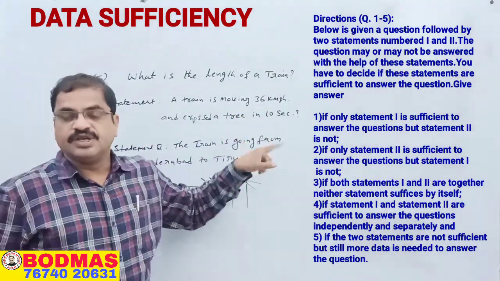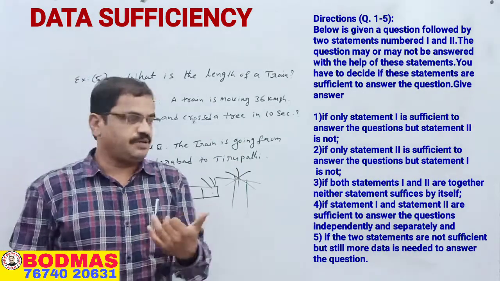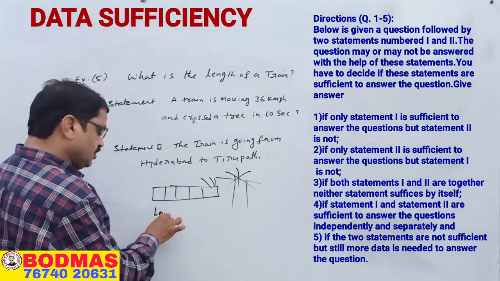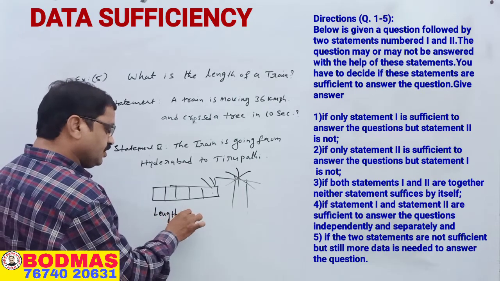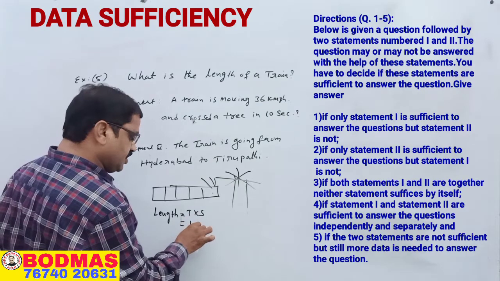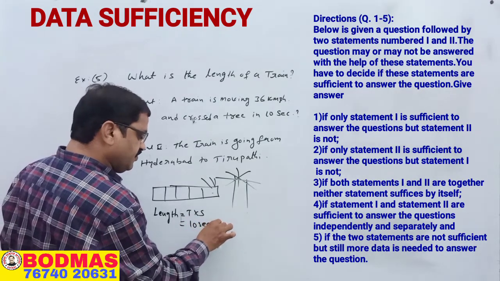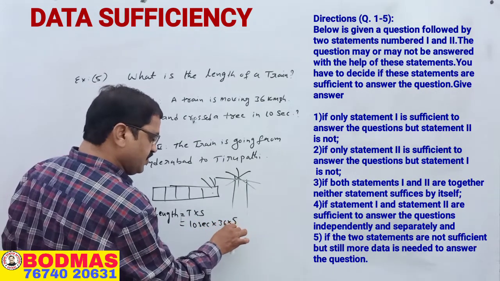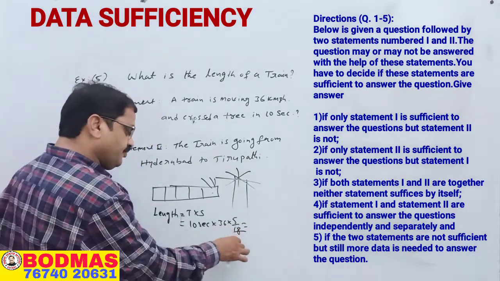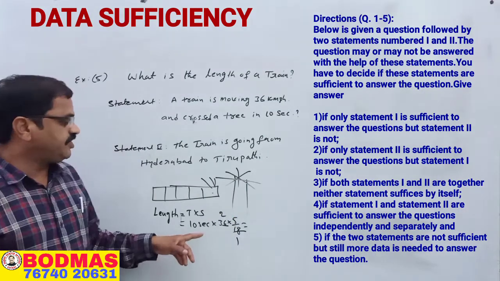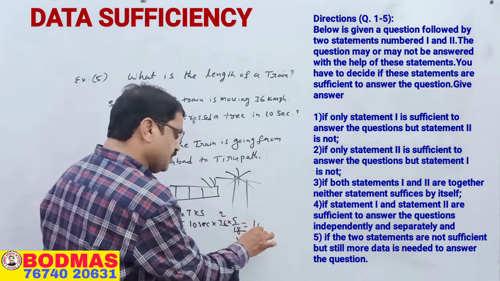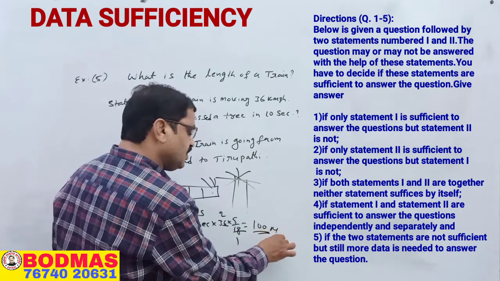What is the time given? 10 seconds is given. So we have to change the speed to meters per second, because the time is given in seconds. Length of the train is equal to time into speed. Time is 10 seconds, into speed 36 into 5 by 18, as we learned in the time and distance topic. 18 twos are 36, so 2 into 5 is 10. 10 into 10 is 100 meters. So we got the answer, 100 meters.